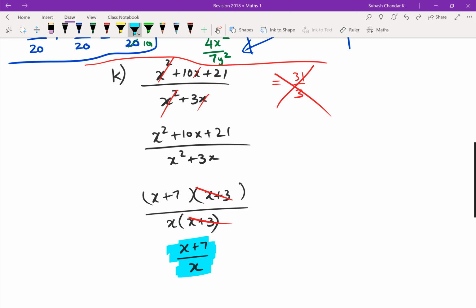So this is the final answer that I'm looking for here. Doesn't it cancel out? No, because we don't cancel out the x and x. Okay. Yeah, it's the same mistake that you're making at the top then.